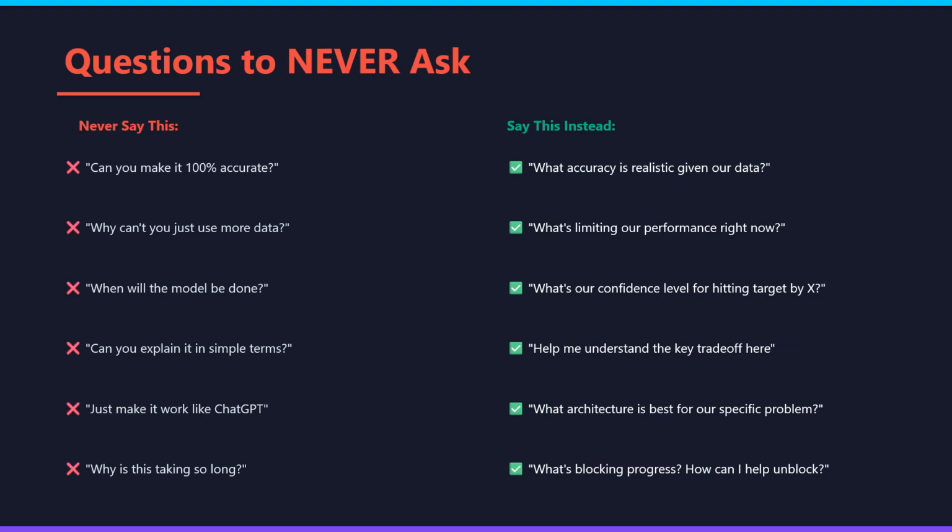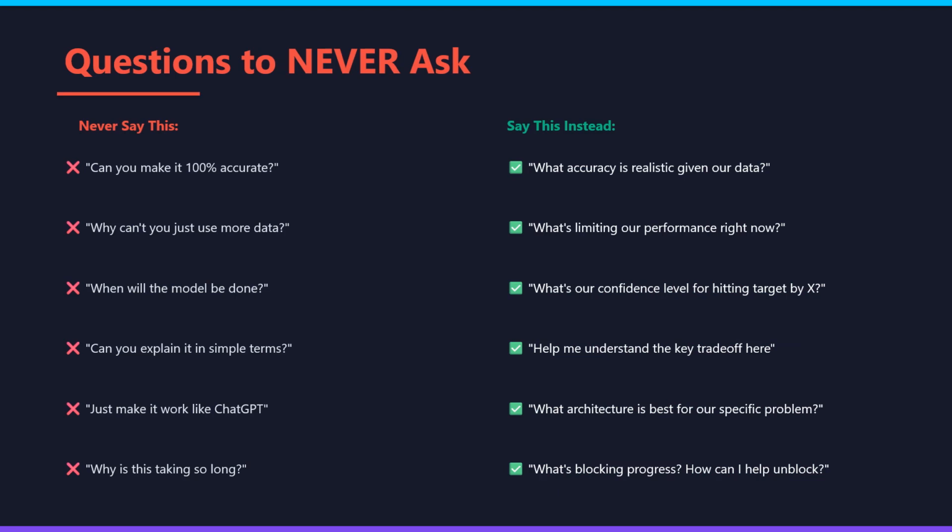Okay. Never ask, can you make it 100% accurate? Instead ask, what accuracy is realistic given our data? 100% accuracy doesn't exist in AI at all. Asking for it shows you don't understand the fundamental nature of probabilistic systems.